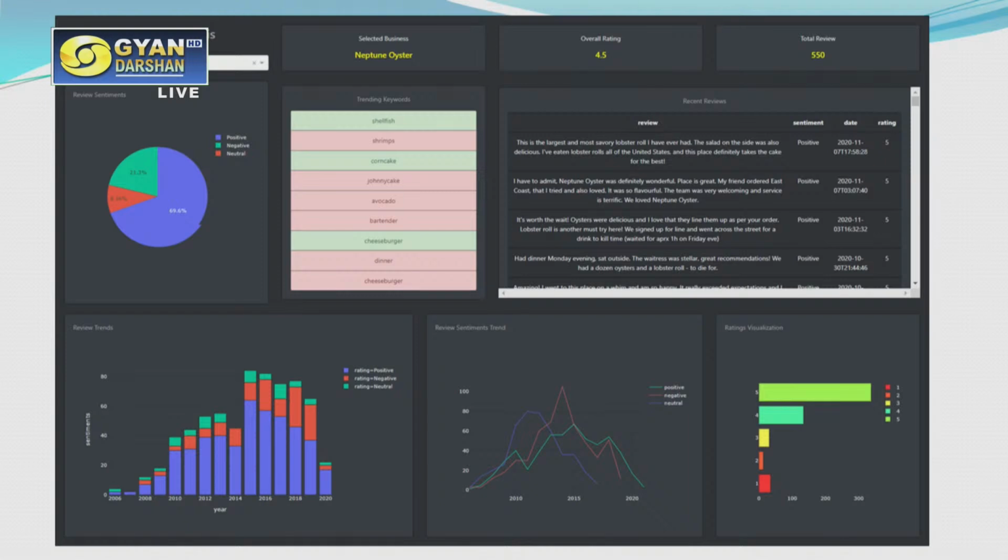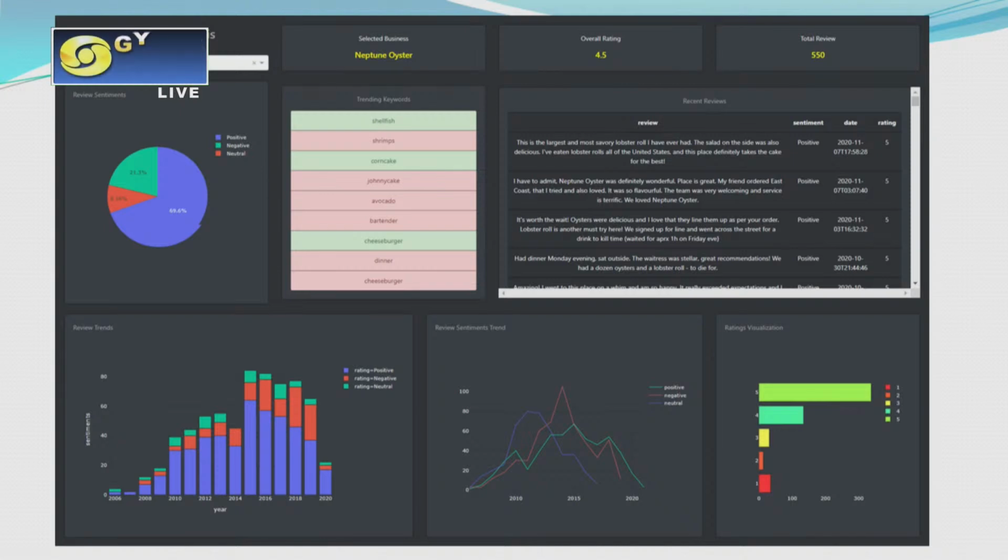That too, what are the positive reviews, negative reviews, and the neutral reviews that the customers have given, in percentage form in the pie chart they had presented over there. And then the trending keywords are also presented. Likewise, you have the review trends, the graphs, and the rating is also presented.